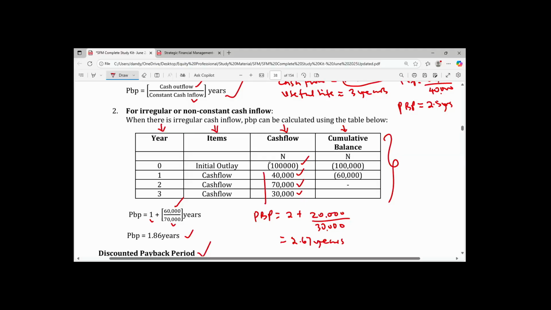Then, of course, you are going to create an additional column here. You call it present value. All right. Before that, we create a column for discount factor.